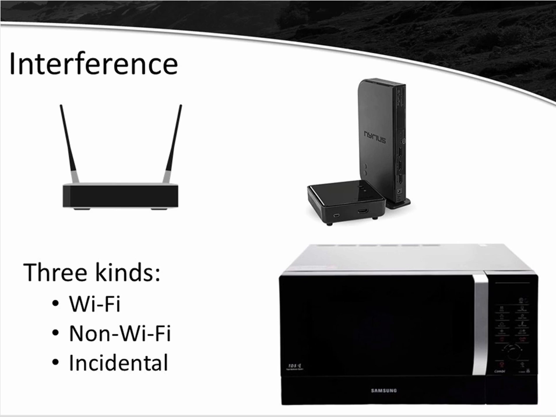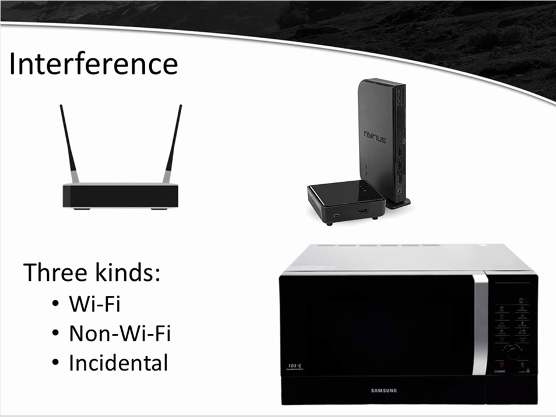The other kind of interference is incidental, and I've got a microwave oven here to represent this. The microwave oven is not trying to send a signal. It's not trying to modulate data bits onto the radio frequency. Instead, it's usually on about a 50% duty cycle. You'll see that it's on and then it's off and then it's on and then it's off, about 50% duty cycle, and it can eat up nearly all of the 2.4 gigahertz spectrum.